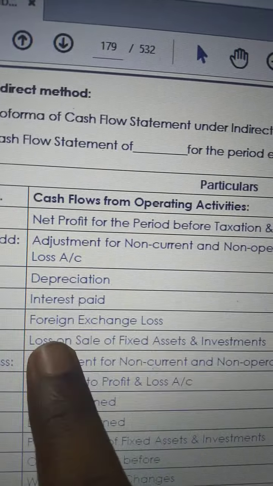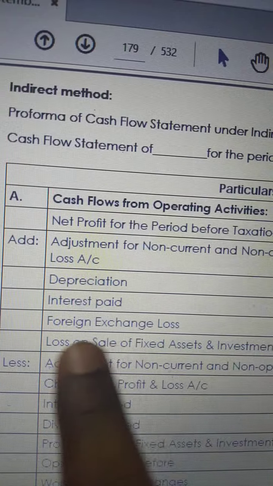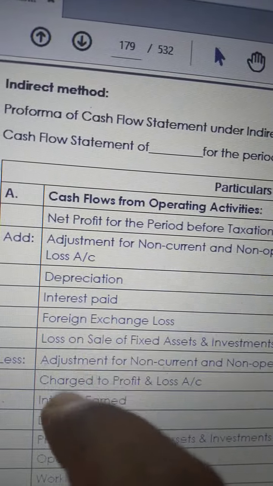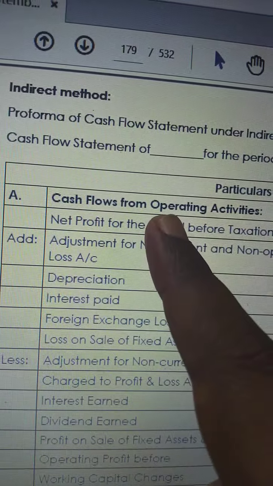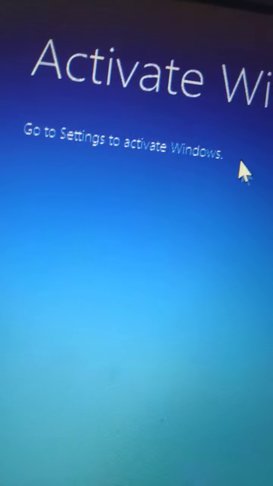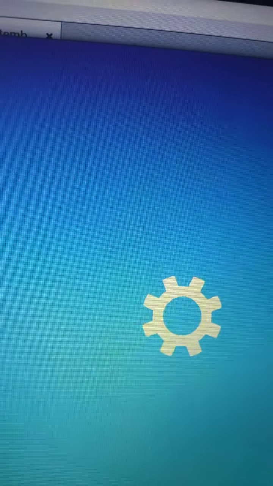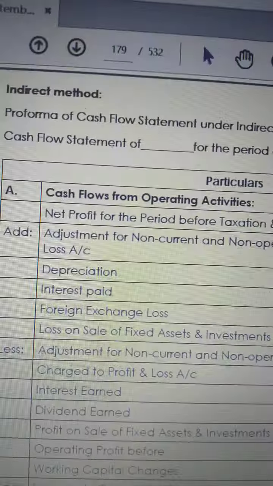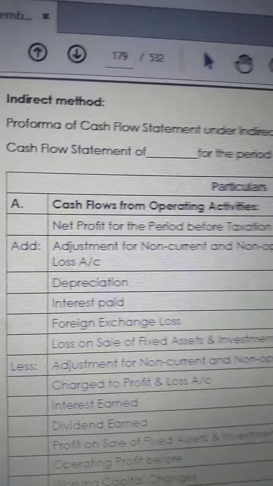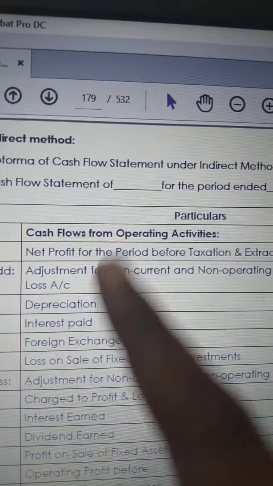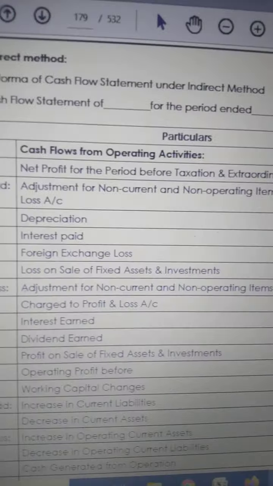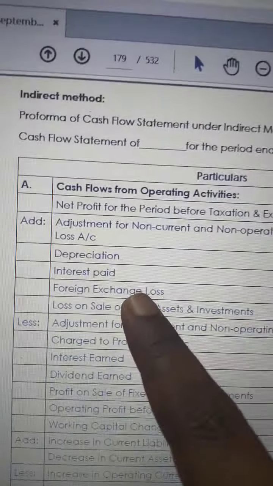Loss on sale of fixed assets. It is a non-cash loss and a non-operating loss also. So I am adding it back, and then I will get the cash profit. Net profit is already reduced by it. Net profit as per our example is the final figure, but it is the opening balance here. So I am adding all the items like this. I completed the non-cash expenses and non-operating expenses.